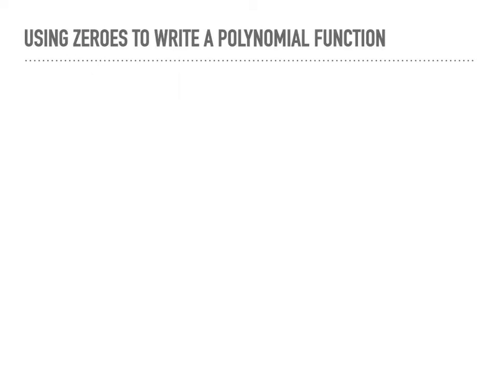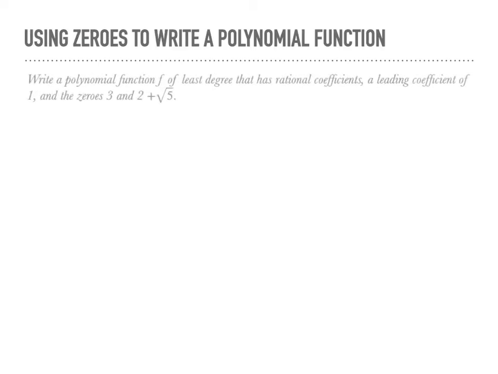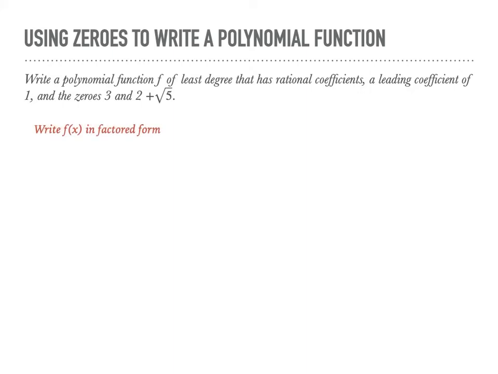Now let's use zeros to write our polynomial function. Let's say we're given this polynomial function, f, that has rational coefficients, a leading coefficient of 1, and the zeros 3 and 2 plus the square root of 5. Now we can see that the coefficients are rational, and now we can actually write this in factored or intercept form. If you need a quick recap of what intercept form is, it's basically writing it in factored form.